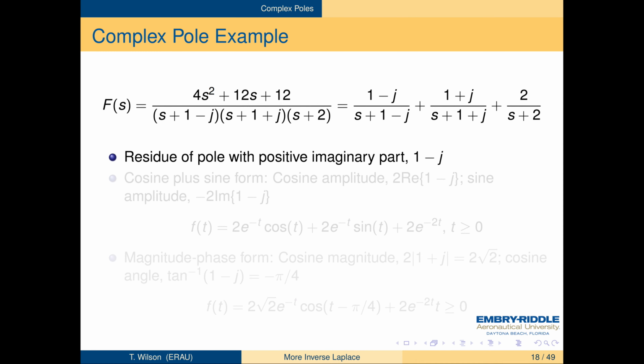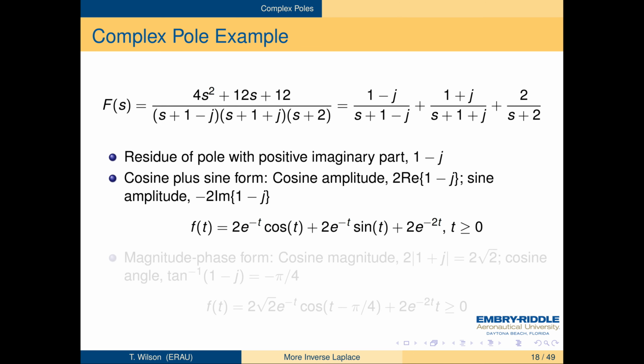The residue of the pole at s equals minus 1 plus j is 1 minus j. If we express the sinusoidal component of the waveform in cosine plus sine form, then the amplitude of the cosine term will be twice the real part of the residue, and the amplitude of the sine term will be the negative of twice the imaginary part. Of course, we have to include the exponential envelope, decaying at rate 1 since the real part of the pole location is minus 1. The rate of oscillation of the cosine and sine is 1 because the imaginary part of the pole location is 1. We have to add in the exponential decaying at rate 2 from the pole at minus 2, which has an amplitude of 2.